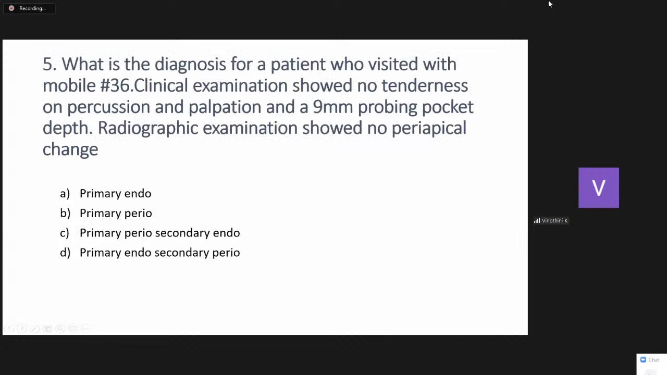So here, what is the diagnosis for a patient who visited with a mobile 3-6? Clinical examination showed no tenderness on percussion and palpation and a 9 mm probing pocket depth. The radiographic examination showed no periapical change. Here, there is no periapical change and there is only probing pocket and mobility. So, what could it be?